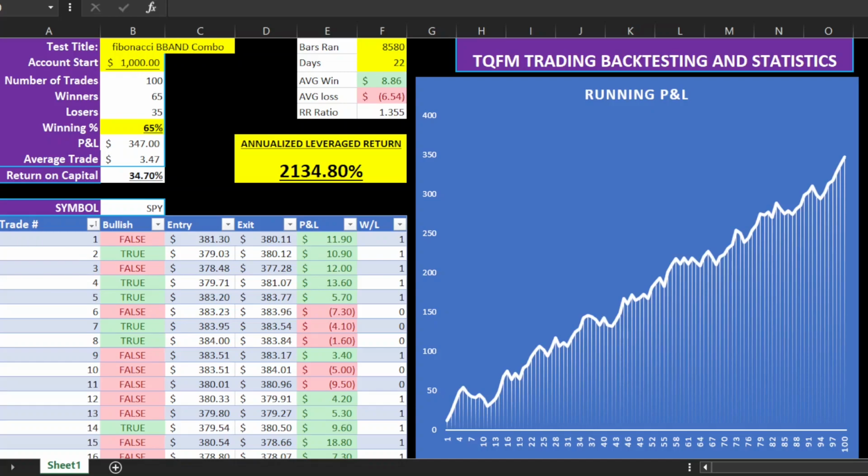So, the test lasted 22 days or 8,581 minute bars. We had a simulation account with $1,000 in it. We took 100 trades. 65 of those trades were winners, 35 of those trades were losers. That gives us a 65% win rate. We had a total P&L of $347 on that $1,000 for an average trade win of $3.47 per trade.